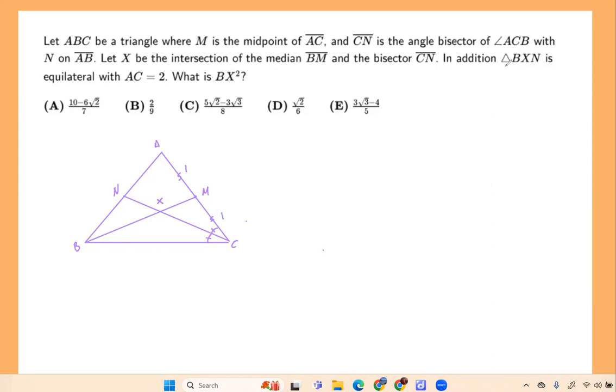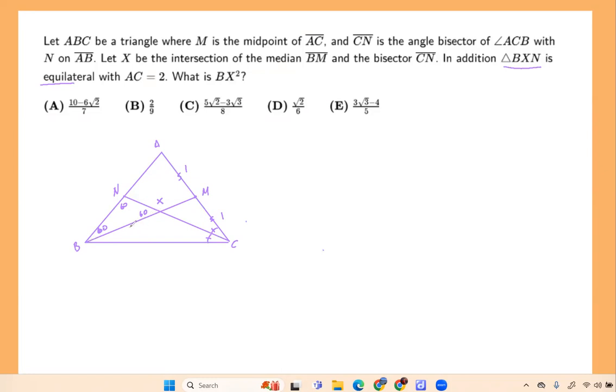And BXN is an equilateral triangle. So in my figure, it doesn't look like an equilateral triangle, right? But I don't care. We just need to use the feature. If you don't like how this equilateral triangle looks in your figure, you can change your figure slightly. You can just drag this a bit this way, and this one this way, to make it an equilateral triangle, but we don't really need that. So this is what we have, and then we want to know BX squared.